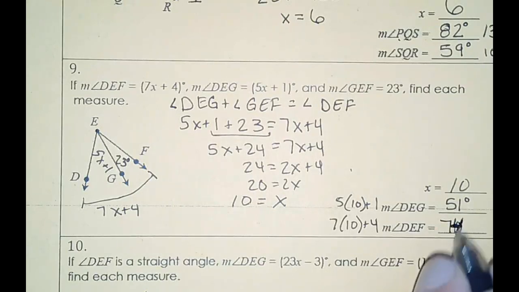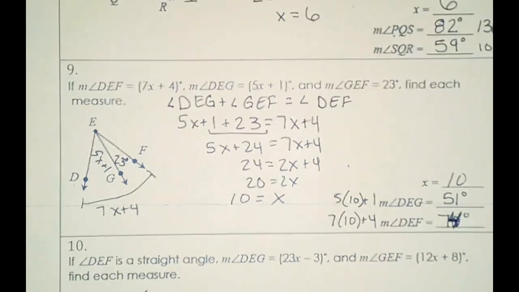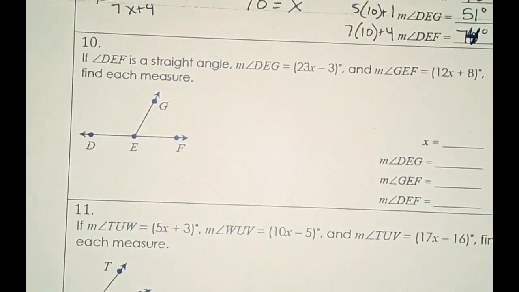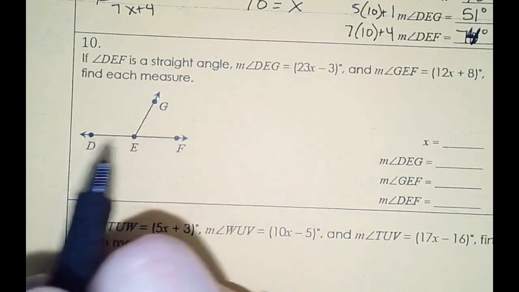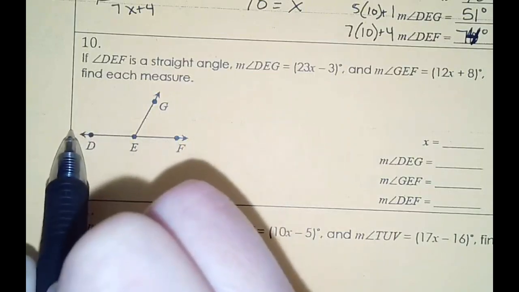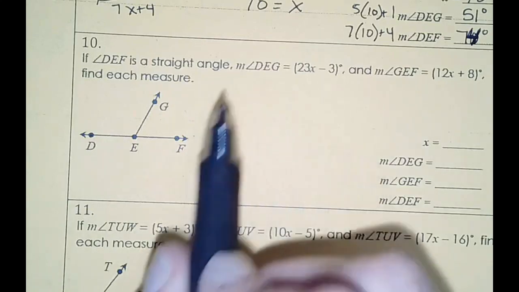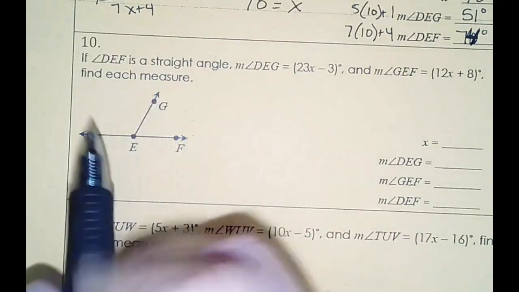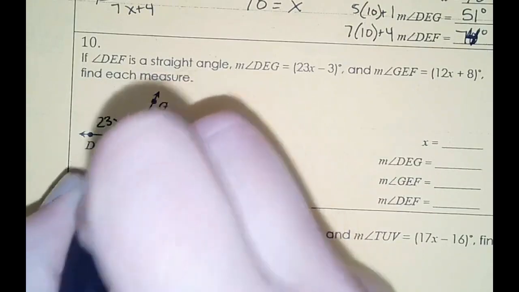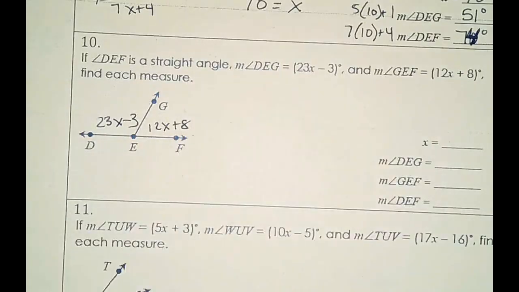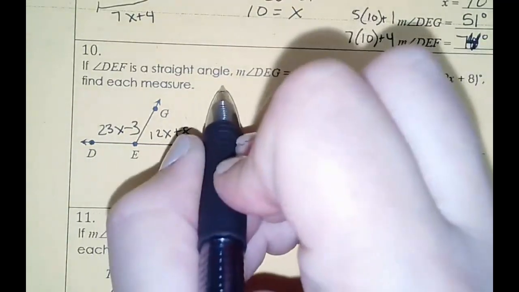Number 10. If angle DEF is a straight angle, so basically it's saying that this is a straight line, which means all the way around it here is 180 degrees. The measurement of angle DEG is 23x minus 3, and GEF is 12x plus 8. Find each measure. So I have angle DEG plus angle GEF equals angle DEF.